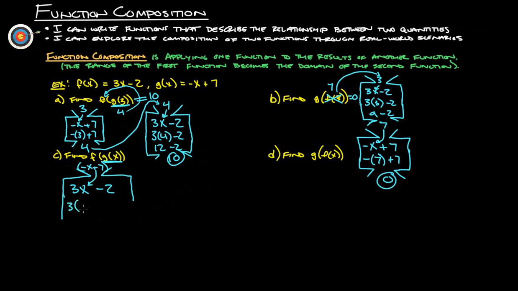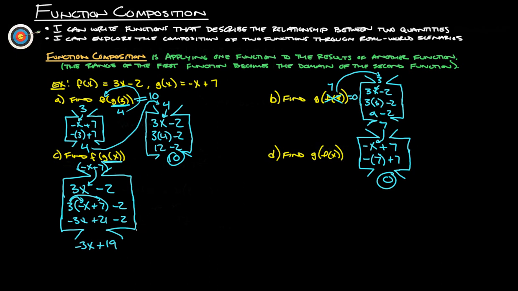So now we go 3 times negative x plus 7 minus 2. We distribute this 3 to both parts here. 3 times negative x is negative 3x, 3 times 7 is 21, and then minus 2 there. So what comes out of that is negative 3x, and then 21 minus 2 is plus 19. So that's what f of g of x is.